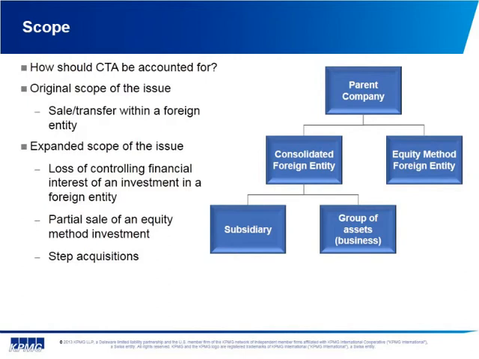At the bottom of the org chart, with subsidiaries and groups of assets within a foreign entity, is the level at which the original issue was brought to the task force's attention. And that is, should CTA be reclassified into earnings upon the sale or transfer of a subsidiary or a group of assets that reside within a foreign entity and are not themselves foreign entities. The scope of this issue was later expanded to address transactions at the foreign entity level, including transactions that result in a loss of controlling financial interest in a consolidated foreign entity, partial sale of an equity method investment that is a foreign entity, and step acquisitions of a foreign entity.